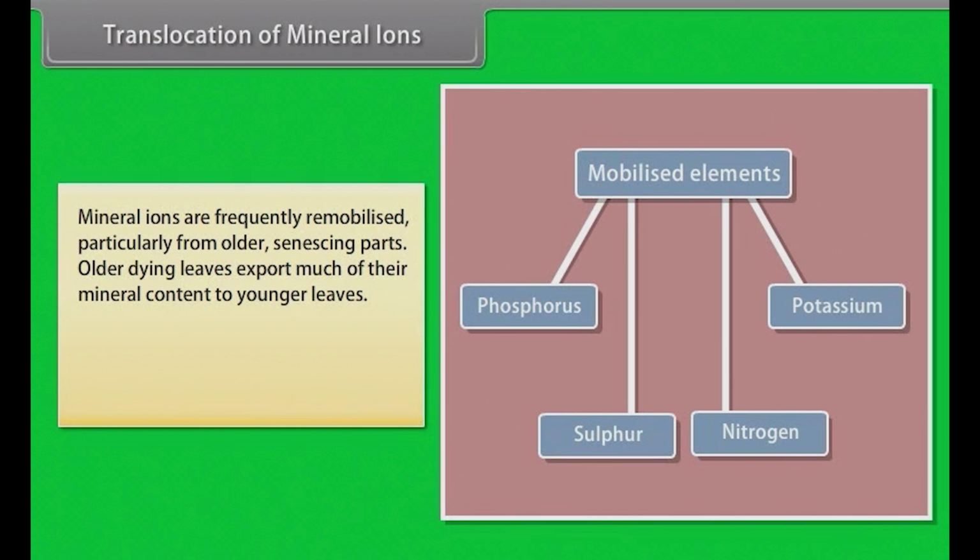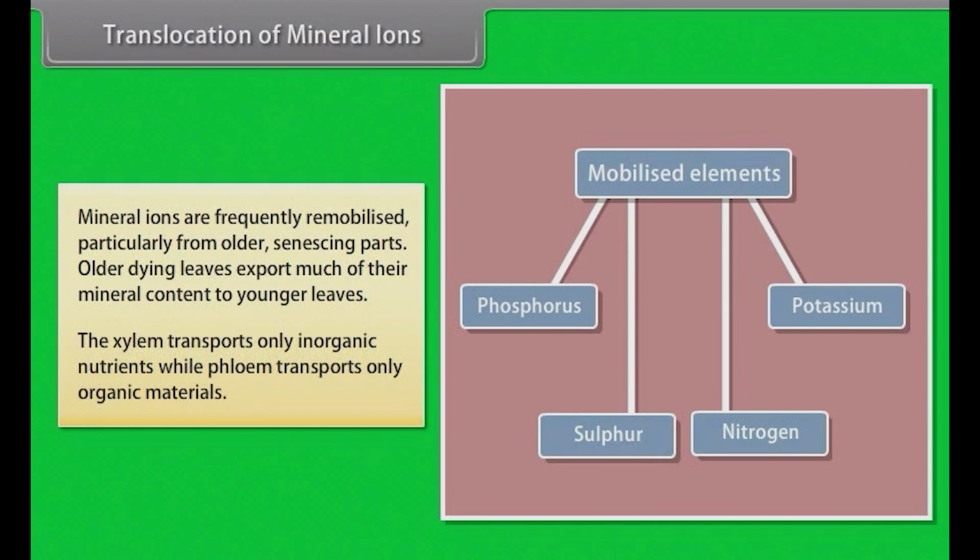Elements most readily mobilized are phosphorus, sulfur, nitrogen and potassium. Some elements that are structural components, like calcium, are not remobilized. So, the xylem transports only inorganic nutrients, while phloem transports only organic material.